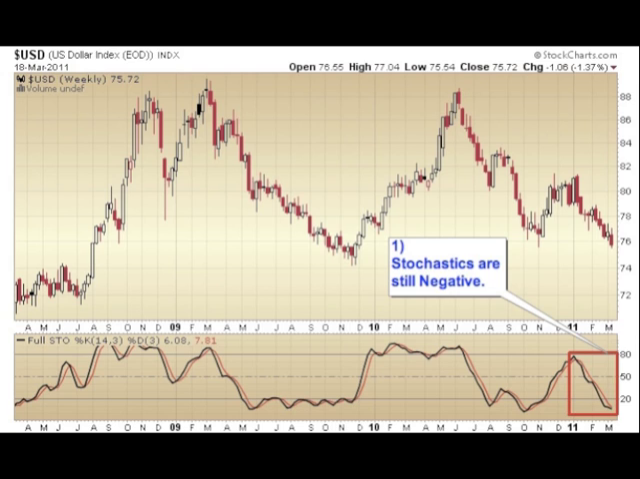And a look at the weekly chart of the US dollar, the stochastics down below at 0.1 shows us that the stochastics are still negative. They're in overbought territory and they're trying to make a move to give us a bullish signal. It's way too early yet to tell, so we gave it a red mark.